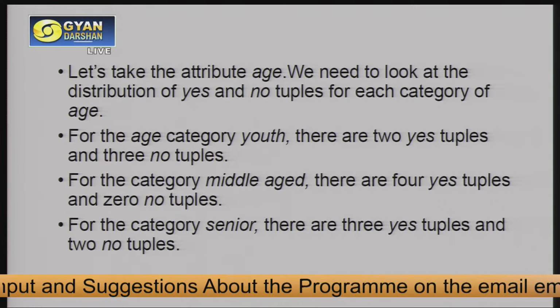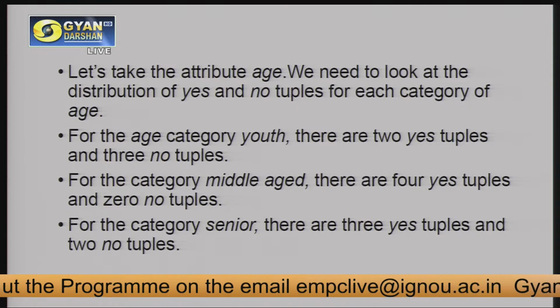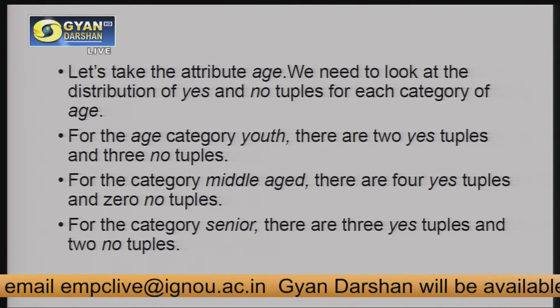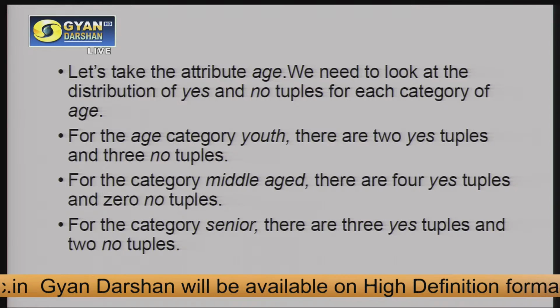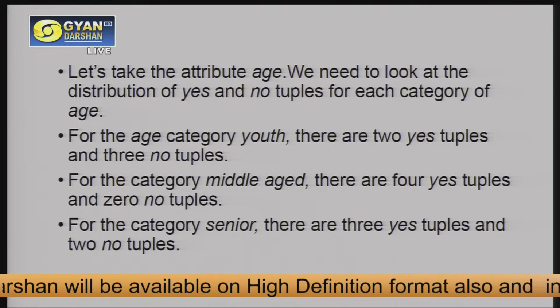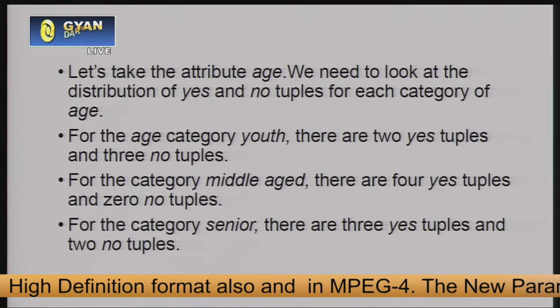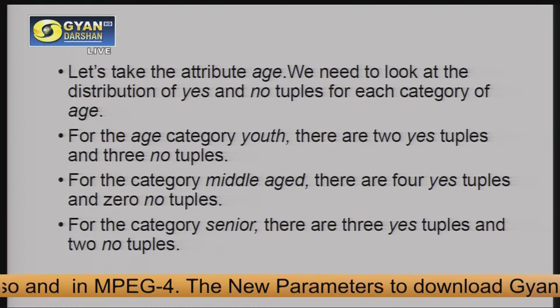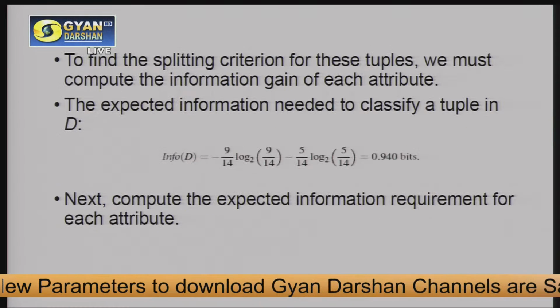So one can see that we have 2 tuples which belong to yes and 3 tuples which belong to no for the youth category, and for the middle age we have 4 yes and 0 tuples for no. And for the senior category there are 3 yes and 2 no tuples here.